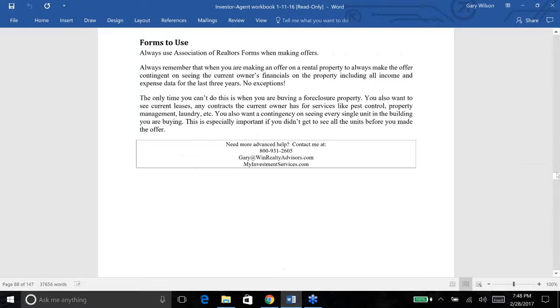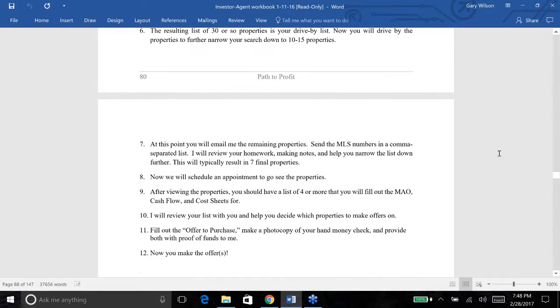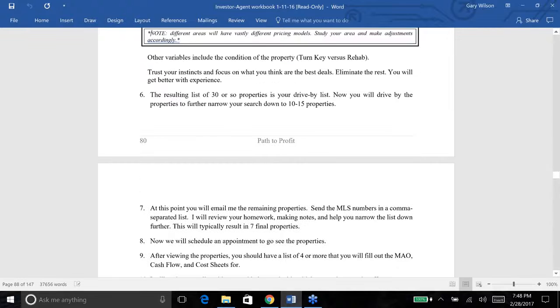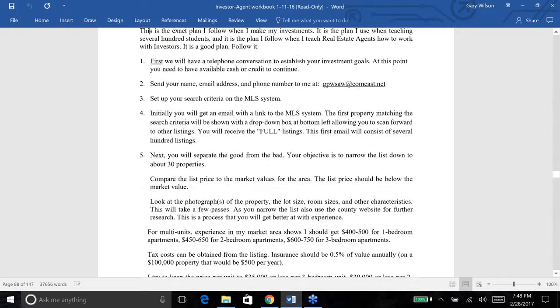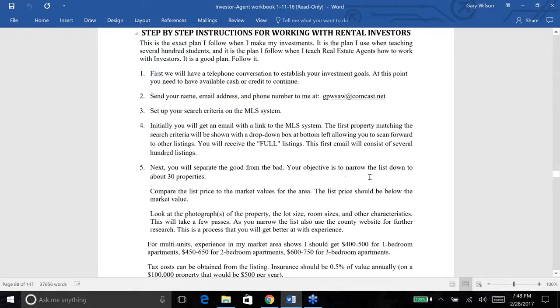There's another version that we use for flips. Very similar, but somewhat slightly different. Okay, so they get all the listings. The first thing you do is this.